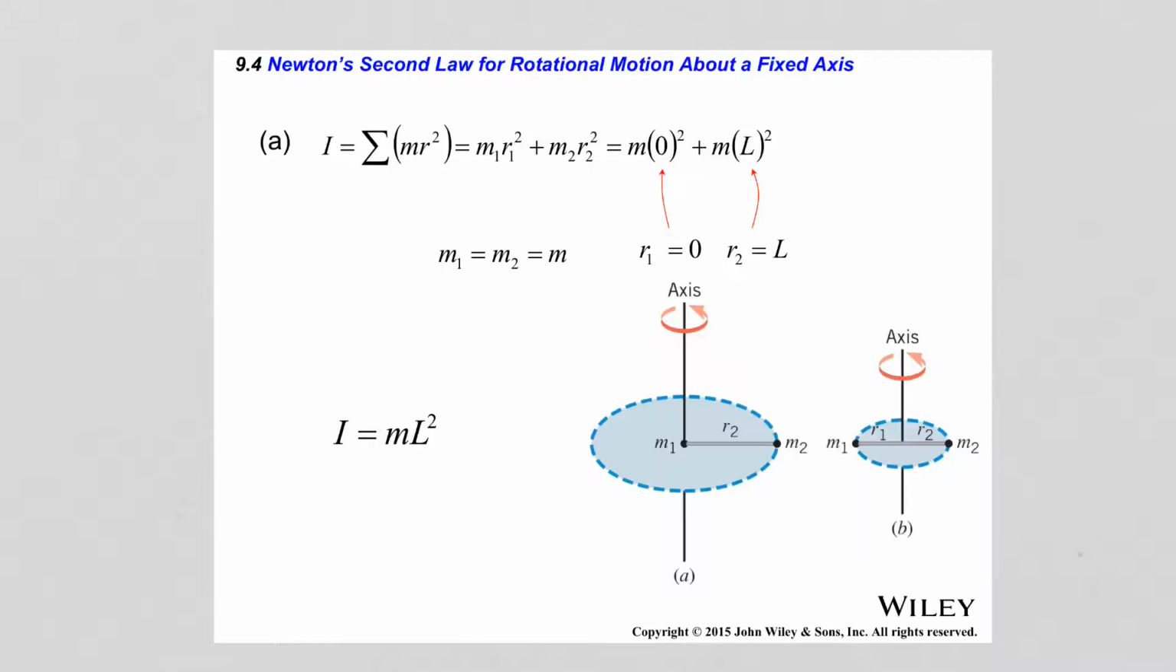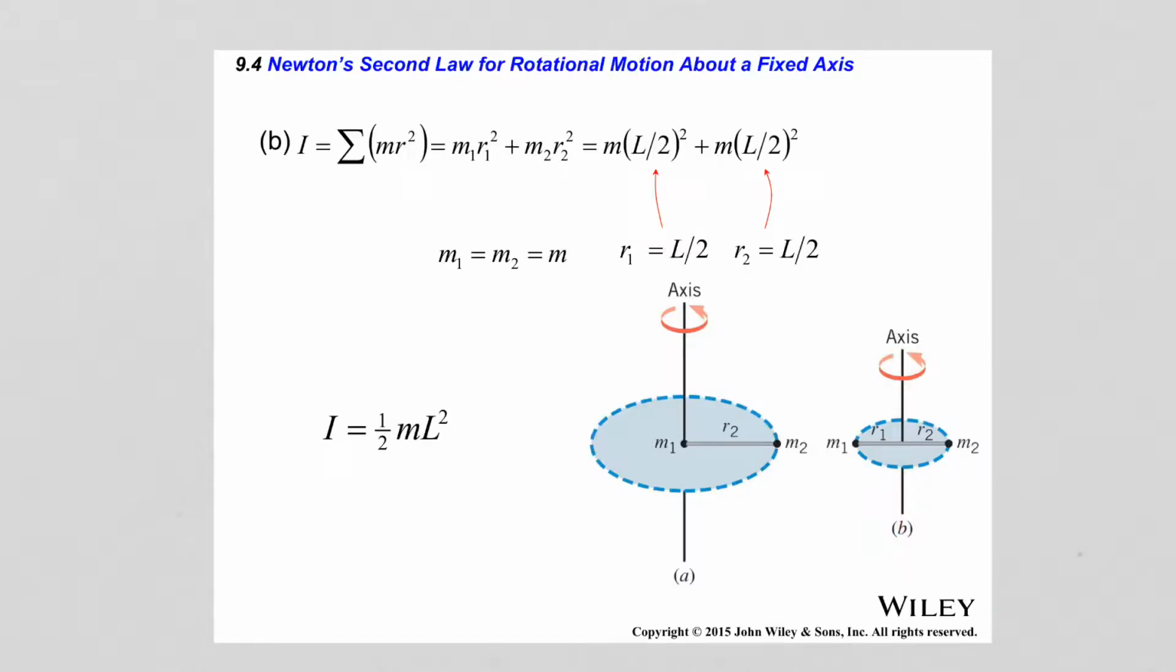Now let's see how the moment of inertia changes when we move the axis of rotation to pass through the middle of the rod. In this case, from the definition of moment of inertia, we have the mass of the first particle times the distance to the axis of rotation, which is L divided by 2 to the second power, plus the mass of the other particle times the distance to the axis of rotation, which is L divided by 2 to the second power. And when you calculate this sum, you get that the moment of inertia is 1/2 mL squared. So this moment of inertia is 1/2 of the previous moment of inertia.